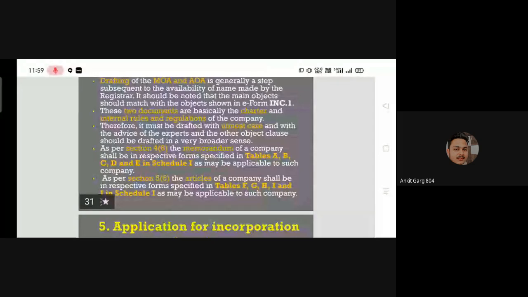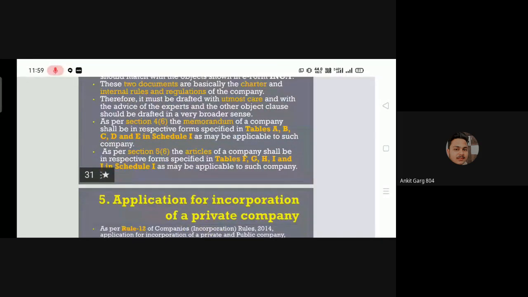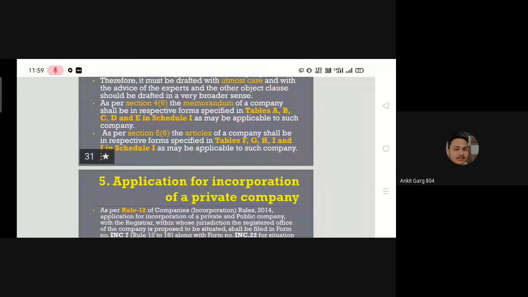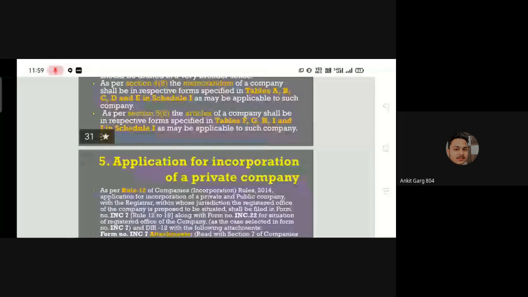As per Section 4 sub-section 6, the memorandum of a company shall be in the respective forms specified in Tables 1 A, B, C, D, E in Schedule 1, as may be applicable to such companies. As per Section 5 sub-section 6, the articles of a company shall be in the respective forms specified in Tables F, G, H, I and J in Schedule 1, as may be applicable to such companies.